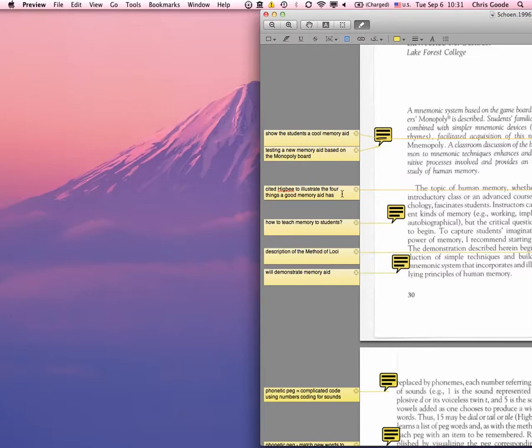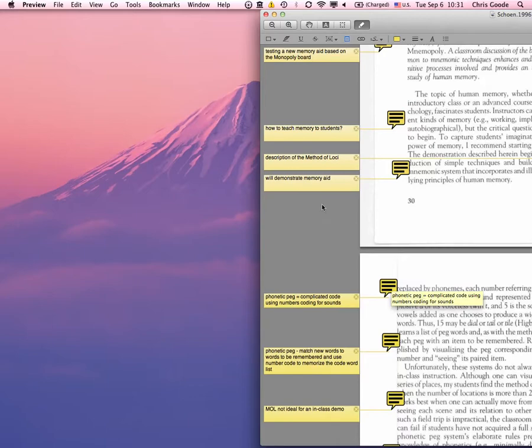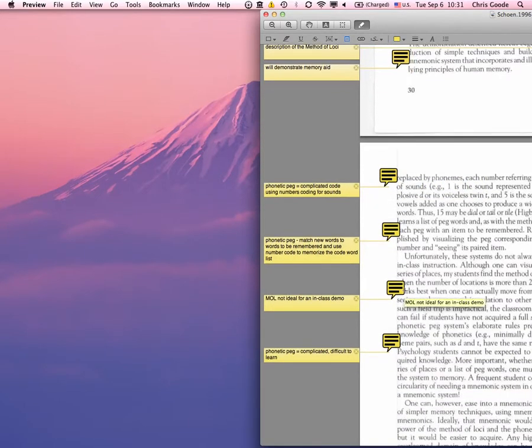I just don't think that that's important. So I'm just going to delete these things. How to teach memory to students. Not part, but it's part of his rationale. Okay. Description of the method of loci. Says he will demonstrate a memory aid.